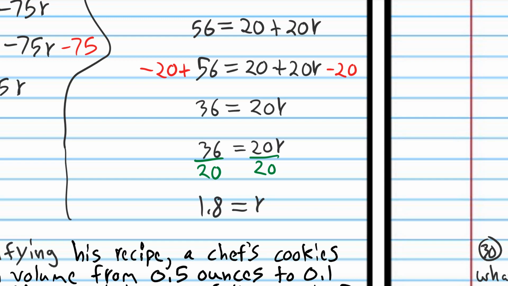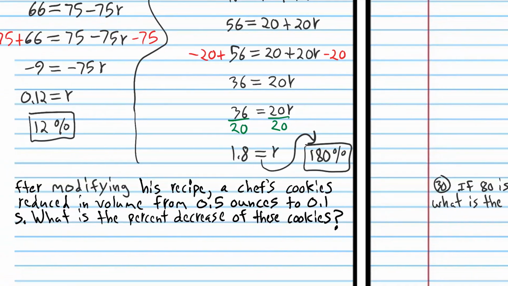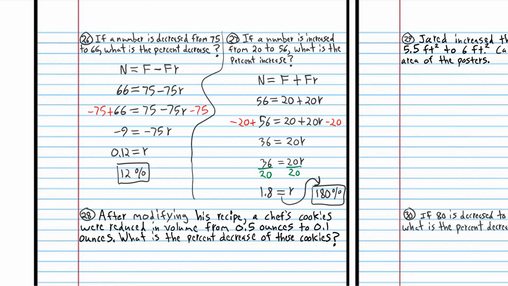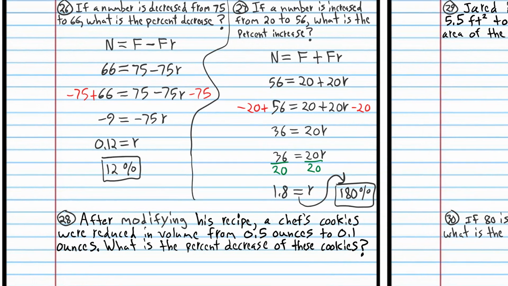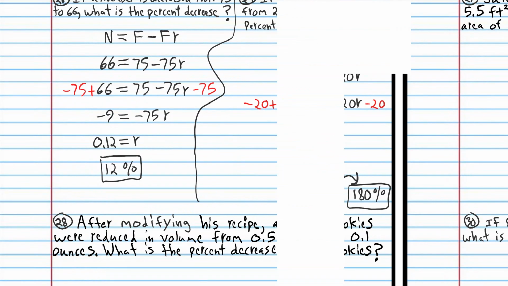And we get 1.8, and I'm just going to do a line over here. We have to change that to a percent, so it becomes 180%, if you move the decimal 2 places to the right. All right. And that makes sense because you're going from 20 to 56. That's a big increase, so it's a 180% increase.